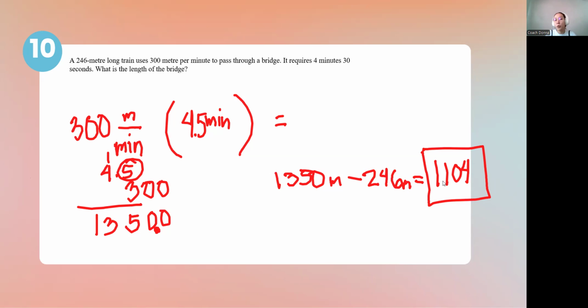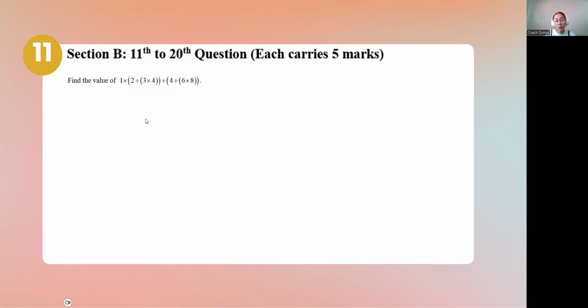For questions 11 to 20, this is section B already. This carries 5 marks in the exam. So find the value of this one. Remember, it's a parenthesis. I know, it's PEMDAS. So a parenthesis within a parenthesis, we need to deal with the innermost parenthesis first. All right. So 3 times 4, this is innermost, that's 12.